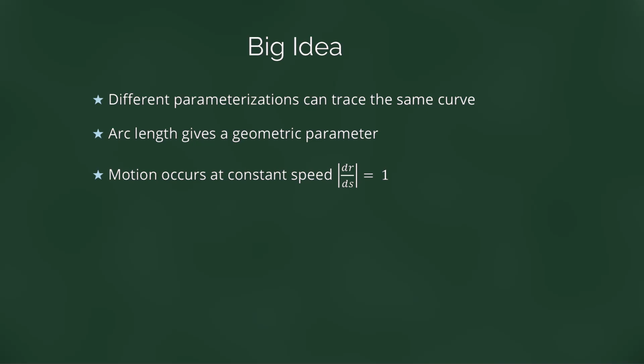When we use arc length as our parameter, motion along the curve occurs at constant speed. So if we look at the magnitude of the vector dr/ds, in other words, the derivative of our curve with respect to its parameter arc length, that magnitude is always going to equal 1.